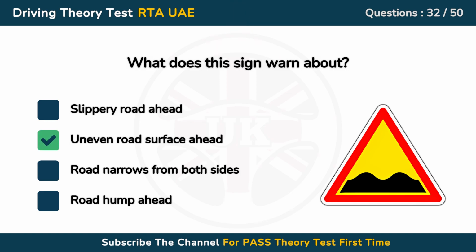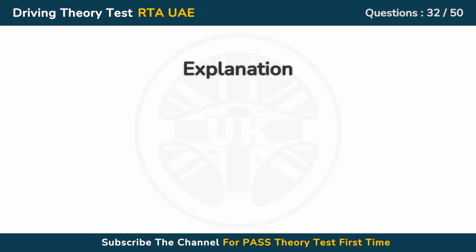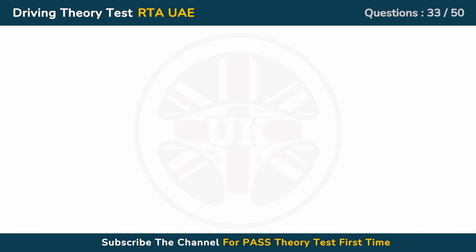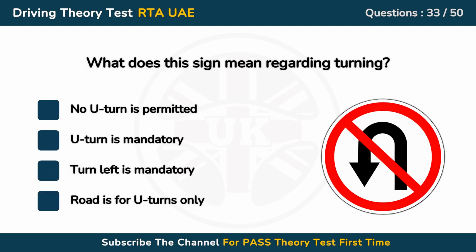Answer is B, uneven road surface ahead. This warning sign indicates that the road surface ahead is uneven. Drivers should reduce speed and be prepared for bumps or rough patches that could affect vehicle control. Question 33. What does this sign mean regarding turning?